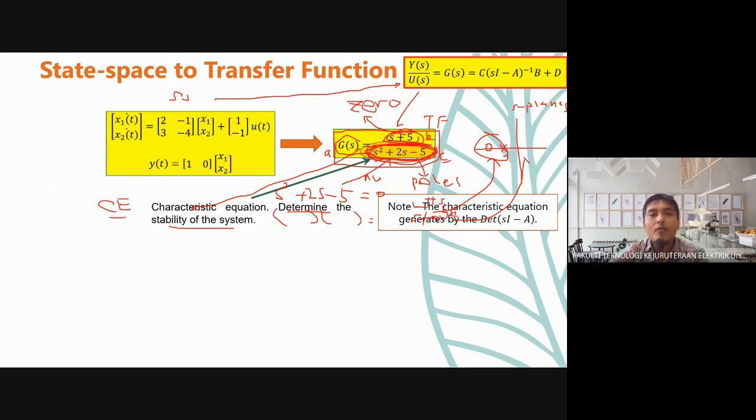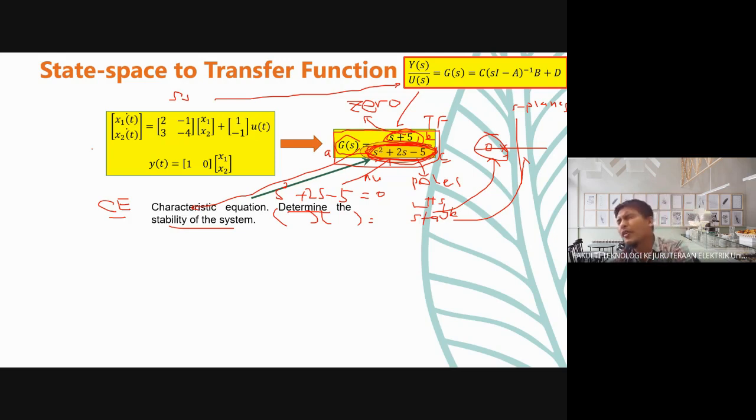So I will give you one example, one question. I give you the state space. The question is: evaluate the system stability. I give you this state space, and my question is to evaluate the system stability.